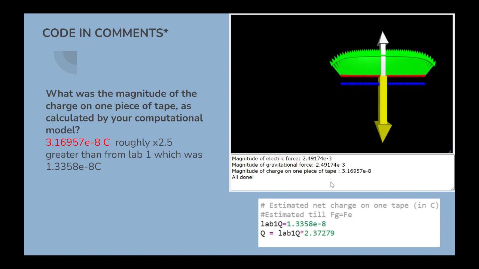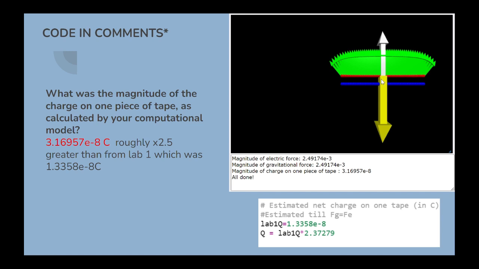And we found that by using trial and error to find Q until electric force and gravitational force were even. As I go through this code, my code is in the comments if you want to follow along with that. It is available. To start, I had Lab 1 charge, and I just multiplied it until the forces equaled each other, because we know they have to cancel each other out, because the net force at tape B, which is this red line right here, is going to be 0.